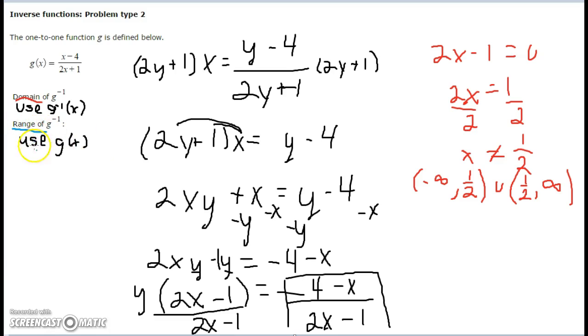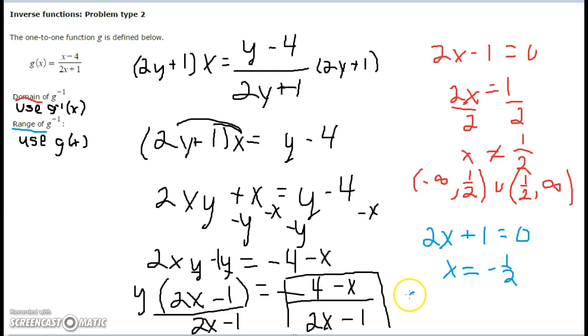And I said that we're going to use our original equation. So I go back to my original equation, which was x minus 4 over 2x plus 1. And again, I'm going to take the denominator and set it equal to 0. So I'll take this 2x plus 1 and set it equal to 0. I'm going to minus the 1 to the other side and divide by the 2, which is going to get me x equals negative 1/2.